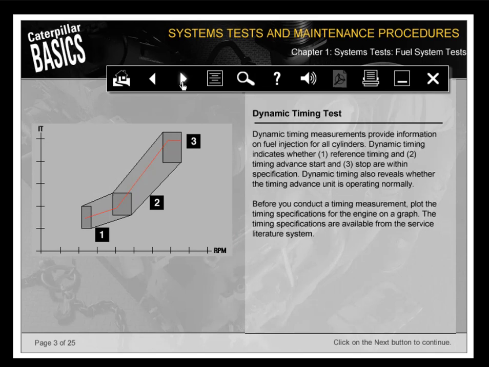Dynamic timing measurements provide information on fuel injection for all cylinders. Dynamic timing indicates whether reference timing and timing advance start and stop are within specification. Dynamic timing also reveals whether the timing advance unit is operating normally. Before you conduct a timing measurement, plot the timing specifications for the engine on a graph. The timing specifications are available from the service literature system.